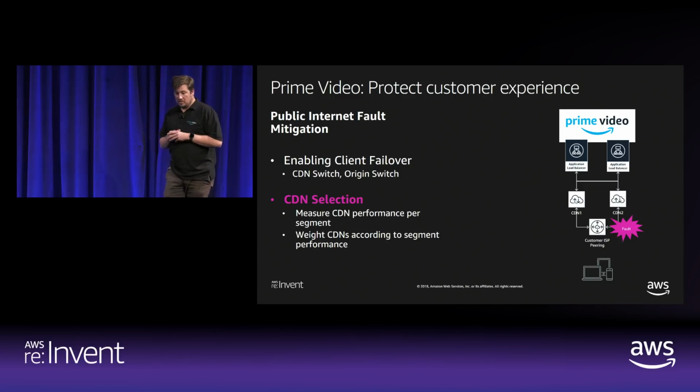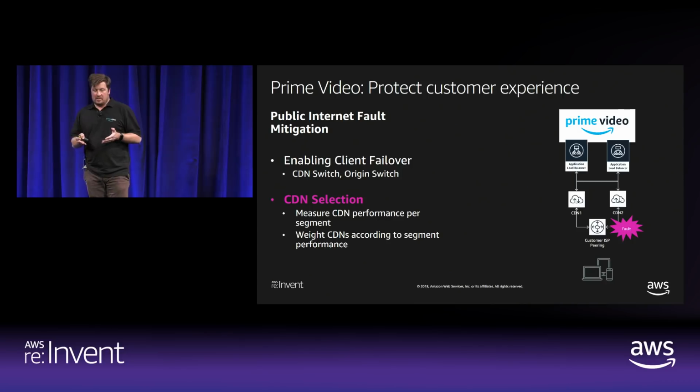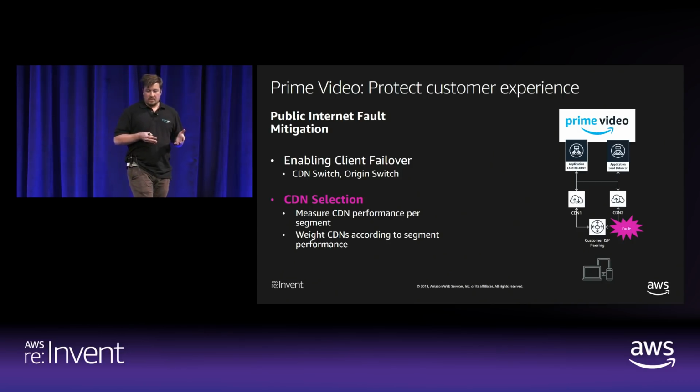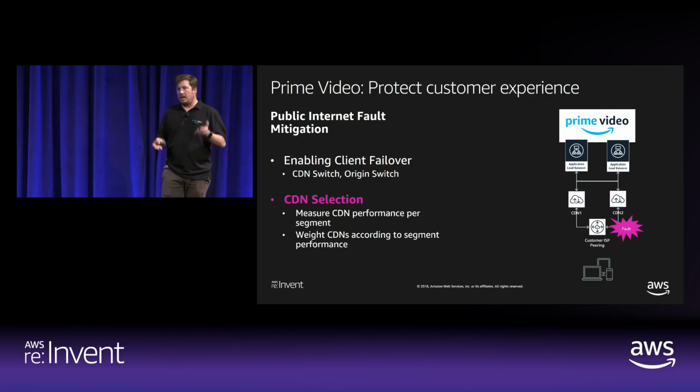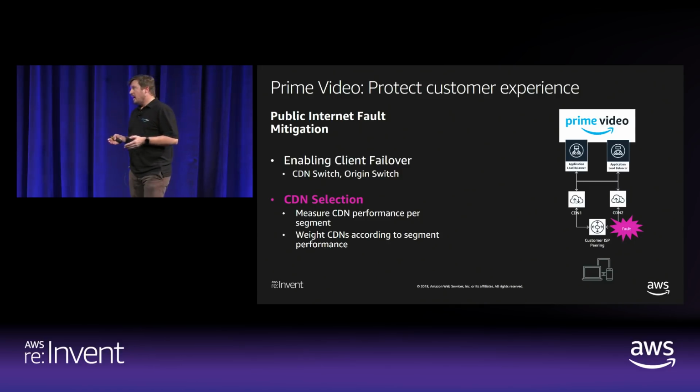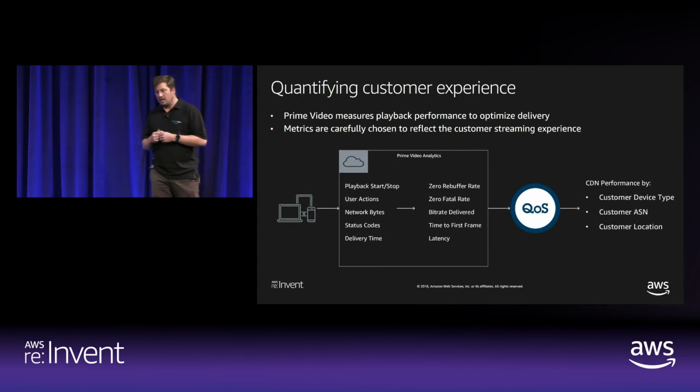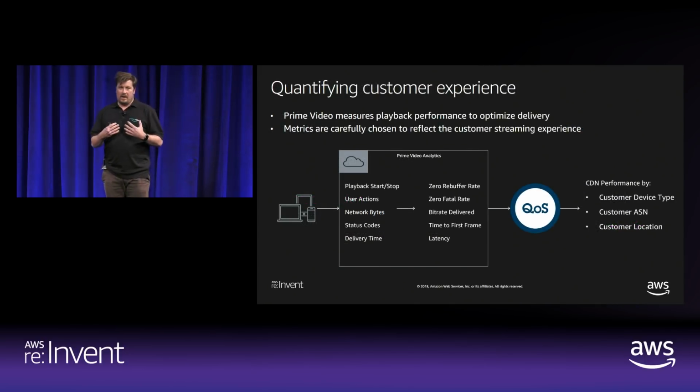So we've built something to do this automatically, and what we're doing is measuring CDN performance, and I'll get into what constitutes CDN performance, and then we're assigning weights to each CDN in a given segment to make sure that CDN is used the most in that segment. So this requires the measurement part of the virtuous cycle that Nick mentioned. We need to quantify user experience as best we can.